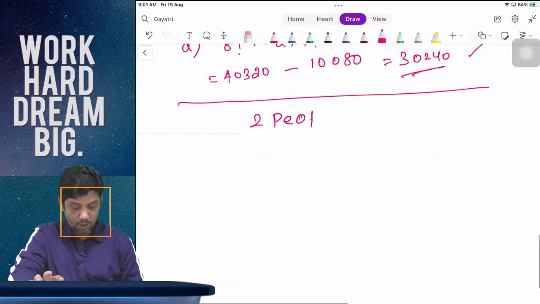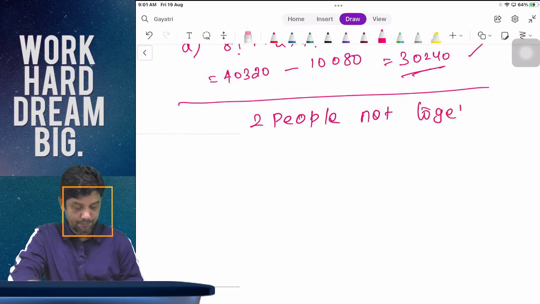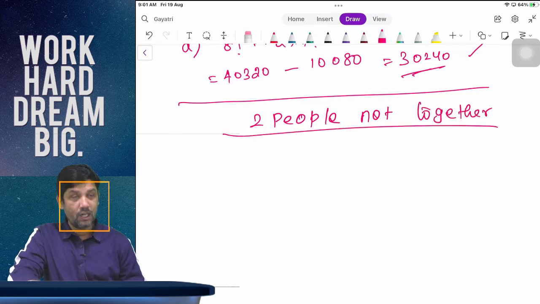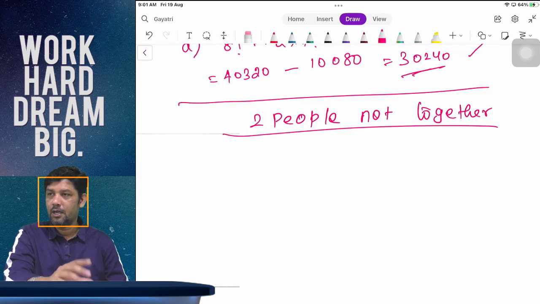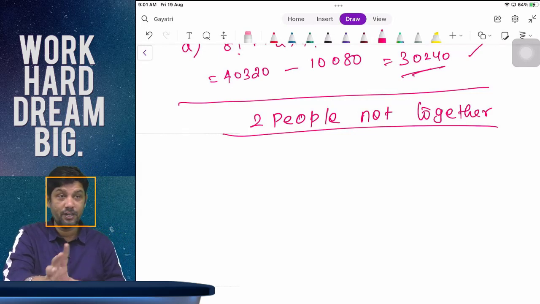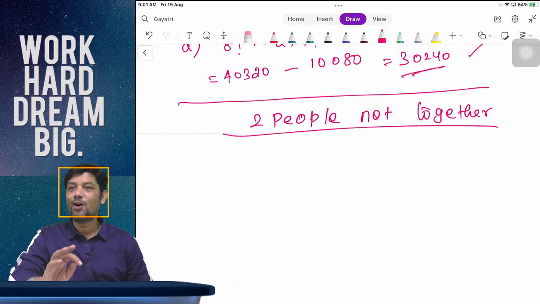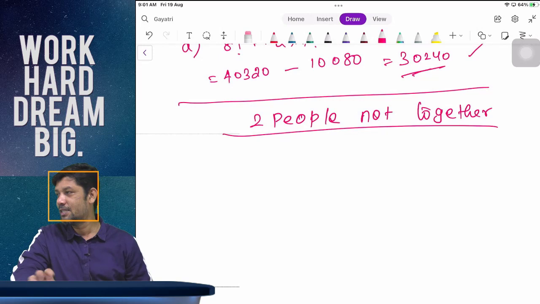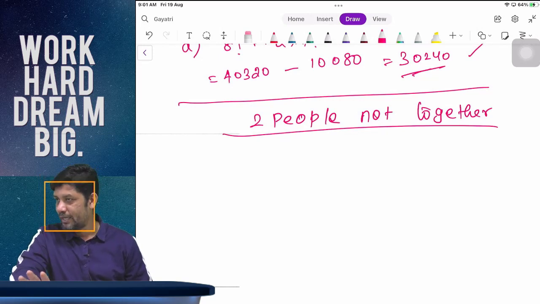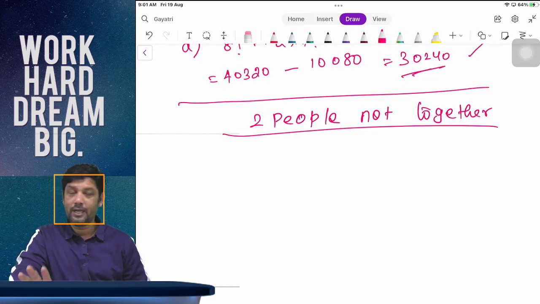2 people not together or 2 articles not together. Only for this you remember, okay? Not together, never together, there are so many different meanings going to come. But for 2 people, either it is not together or it is never together. Both are one and the same.